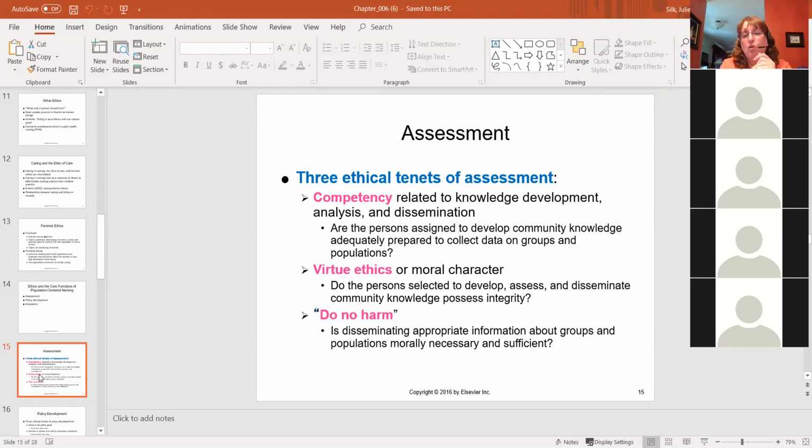Virtue ethics or moral character. This person would have to have that too. And then do no harm is also part of this. In the assessment, they need to have that as part of what they do. They don't want to harm anyone. They want to do good for everyone.